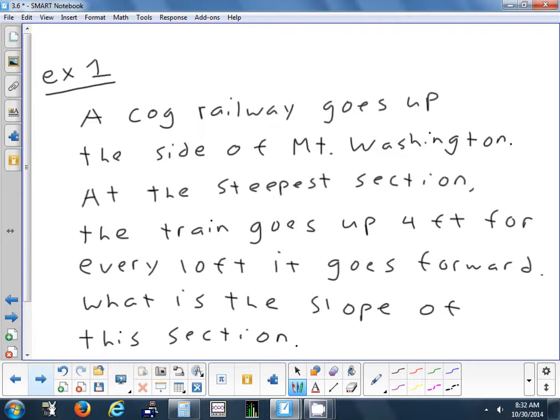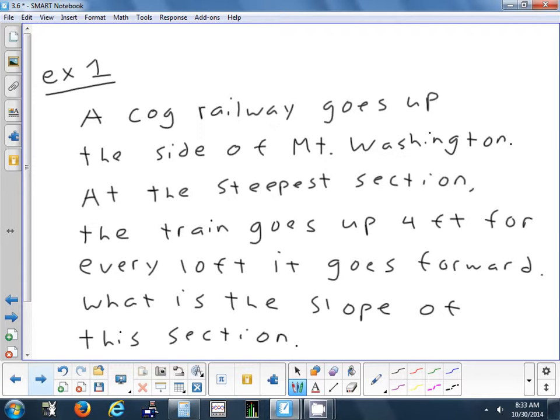Okay, it goes up the side of Mount Washington, and it says at the steepest section, the train goes up 4 feet for every 10 feet it goes forward. Let's find the slope of that section of the railway.